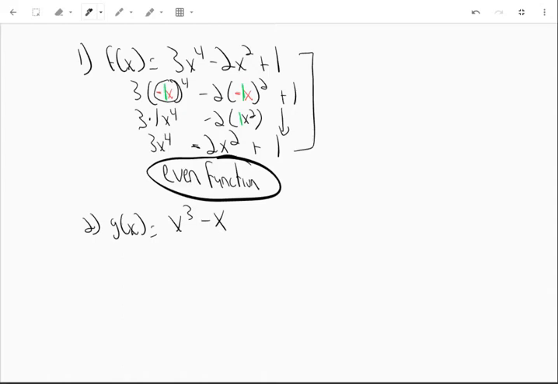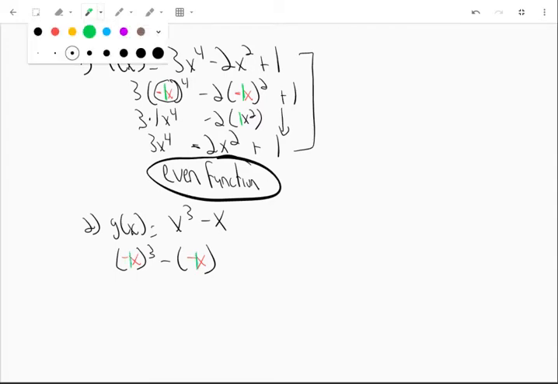Okay, so let's take a look at number 2. Now we're going to do the same thing. I'm first going to check whether it's even or not. So I'm going to take my function, x cubed minus x, and I'm going to replace x with negative x, remembering that negative x is really negative 1x. And if I simplify that, negative 1 cubed is going to be negative 1, and x cubed is x cubed.